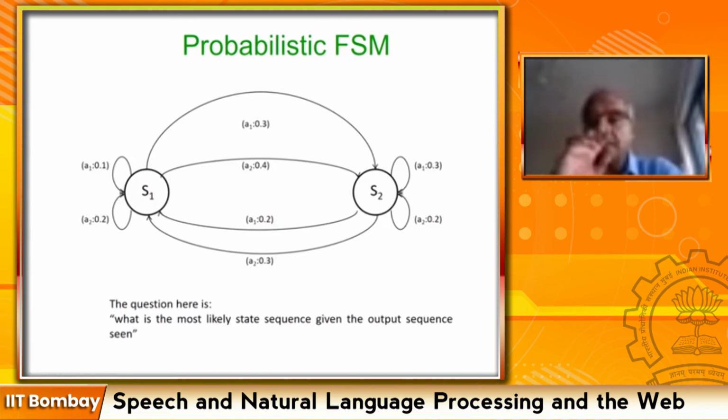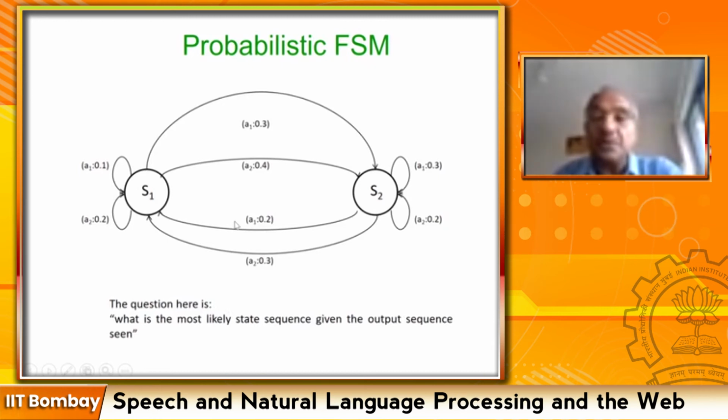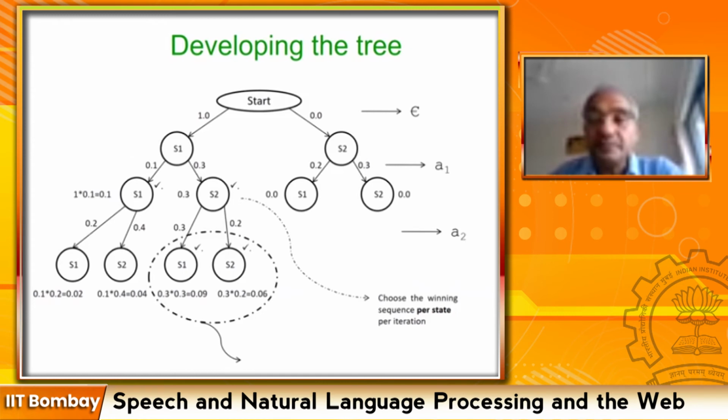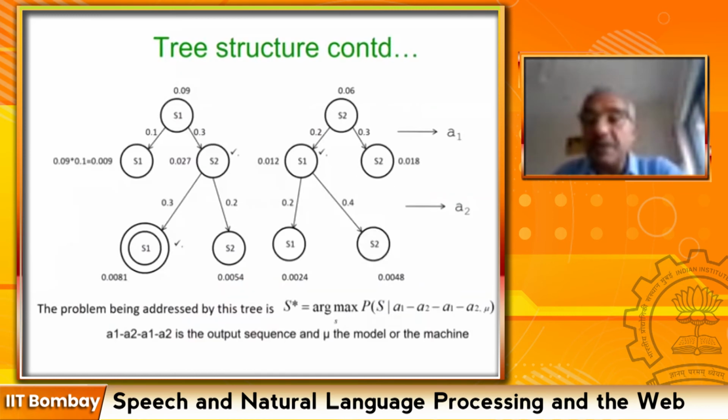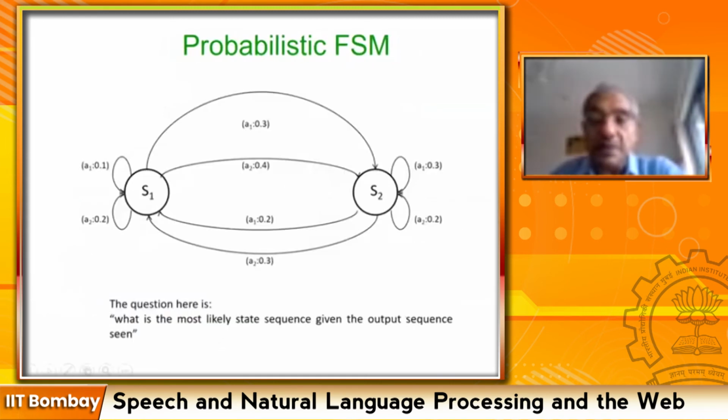Right now let us focus our attention on this weight. We have made an observation of A1, A2 symbols, a sequence of A1 and A2, and we would like to know what is the best possible state sequence for this. So the observation sequence is A1, A2, A1, A2. I should have written it here. So the observation sequence is A1, A2, A1, A2.